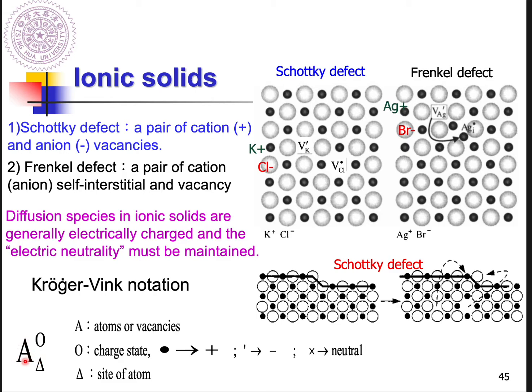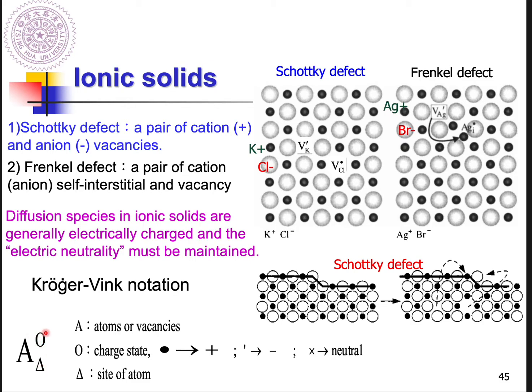The A here, if we talk about the ion, you can put the atoms. Or if we talk about the vacancy, you use the V to put here. So here we talk about the V, right? It's a vacancy. And the right bottom part is actually the site, meaning the atom or the vacancy you want to point out is located at which site of the atom.